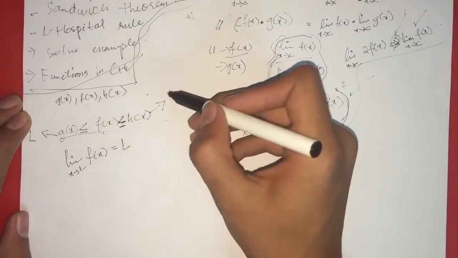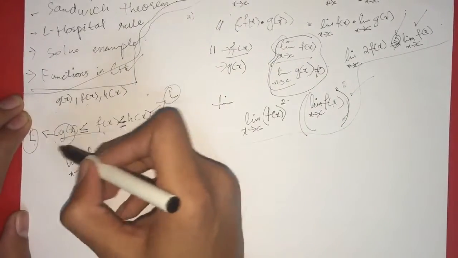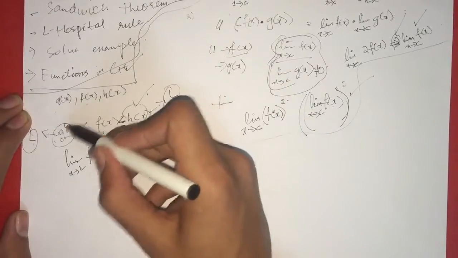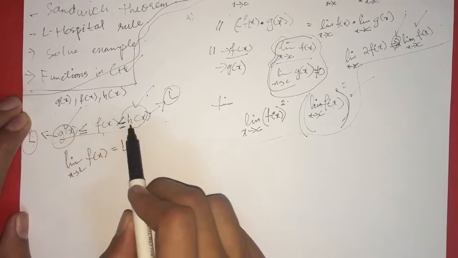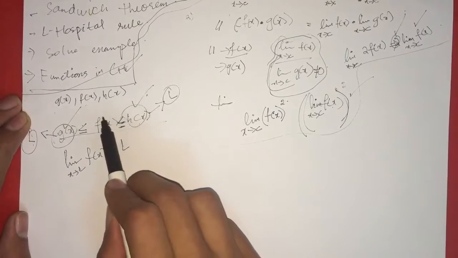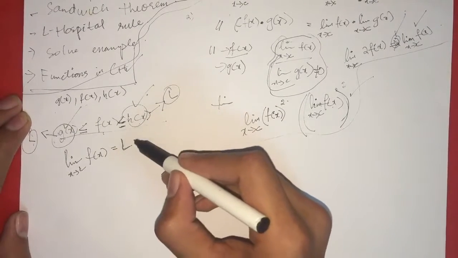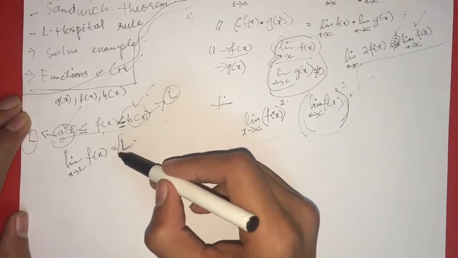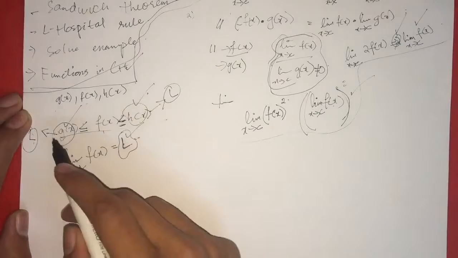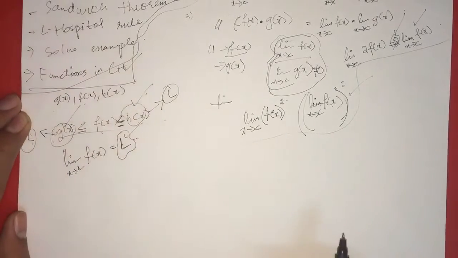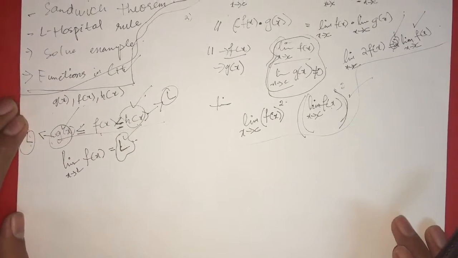You know, it will approach the same limit these two functions are approaching. So when g of x and h of x approach the same limit, f of x will also approach the same limit, the same output as them. So this is what the sandwich theorem says.